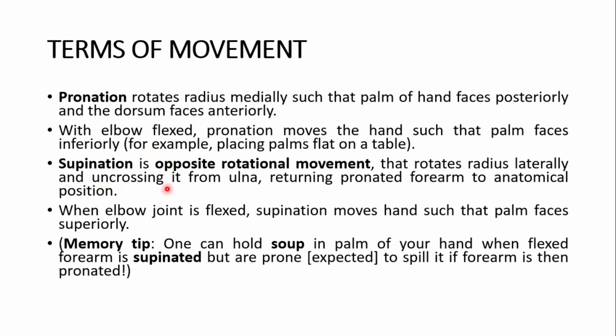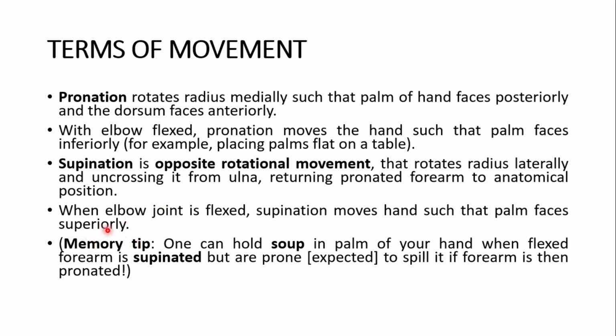And supination is the opposite rotational movement that rotates the radius laterally, uncrossing it from the ulna, returning the pronated forearm to the anatomical position. In supination and pronation, only the radius moves, not the ulna. When the elbow joint is flexed, supination moves the hand such that the palm faces superiorly.